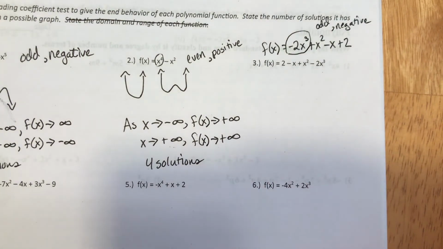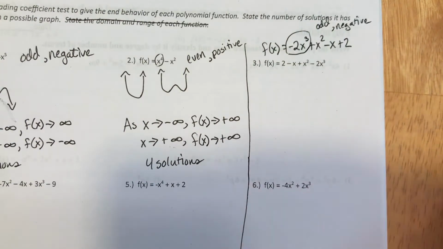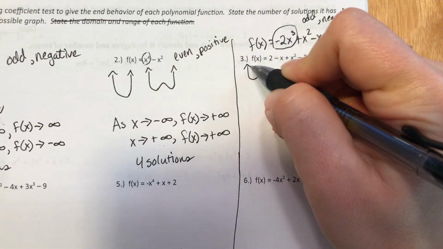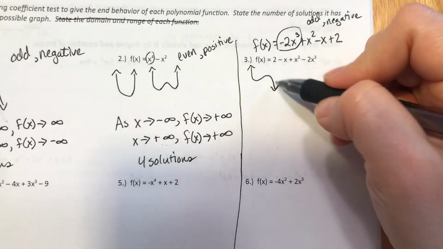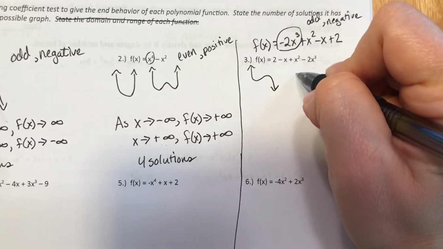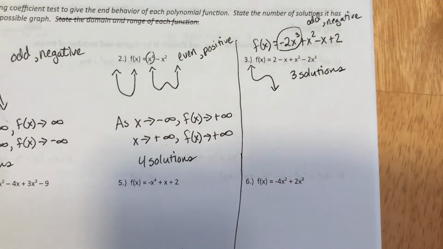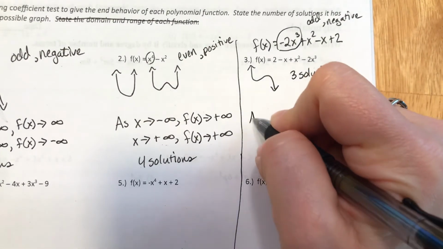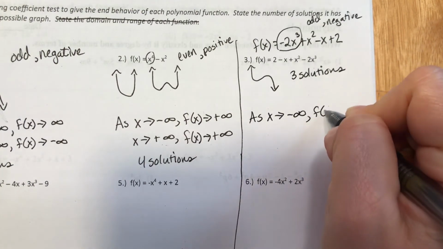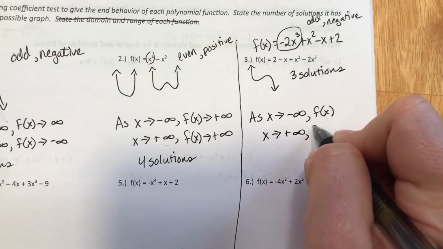So if we have odd and negative, that means what? Okay, our graph is going to go down. It drops down. You could handle how many solutions right now. If it's x to the 3, that means we're going to have 3 solutions as the top number of solutions. So now let's do our end behavior. As x approaches negative infinity, what happens to y? And as x approaches positive infinity, what happens to y?